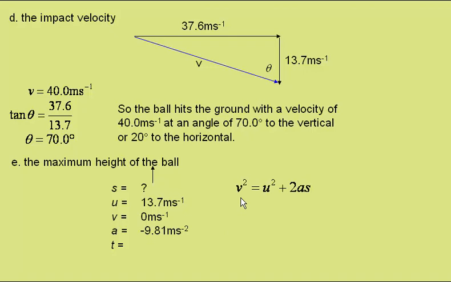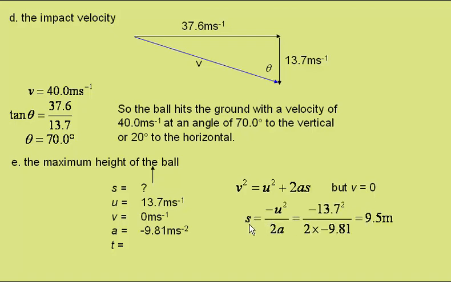So I can use v squared equals u squared plus 2as, and v is 0, so we can write that s is equal to minus u squared over 2a, which is, putting the numbers in here, giving a maximum height of 9.5 meters.